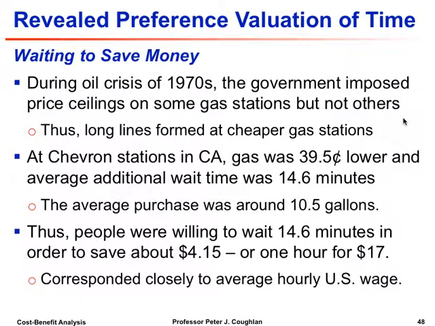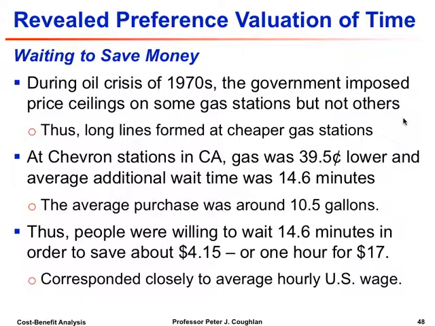What about waiting to save money, right? Well, here's an example. During the oil crisis of the 1970s, the government imposed price ceilings on some gas stations, but not others. Why? Don't ask me. But because they did that, long lines formed at the cheaper gas stations that had price ceilings. And so at Chevron stations in California, for example, gas was 39.5 cents lower and the average additional wait time was 14.6 minutes. So people were willing to wait 14.6 minutes more to save 39.5 cents per gallon.